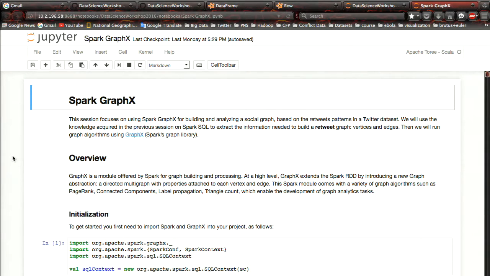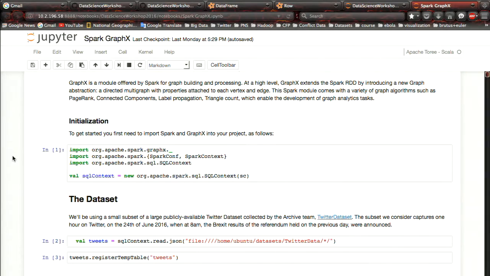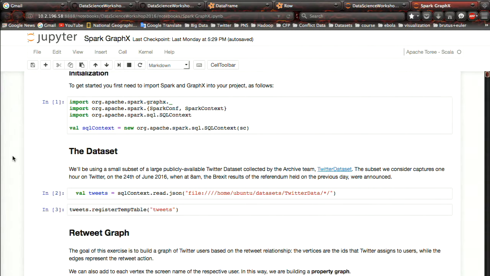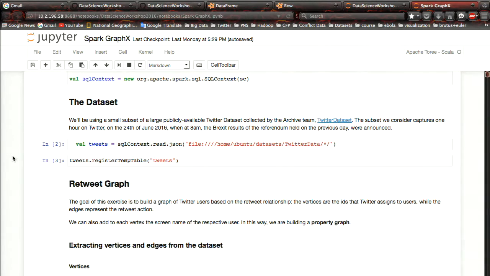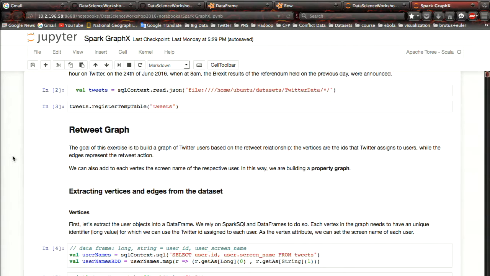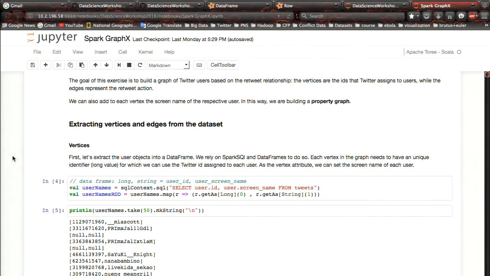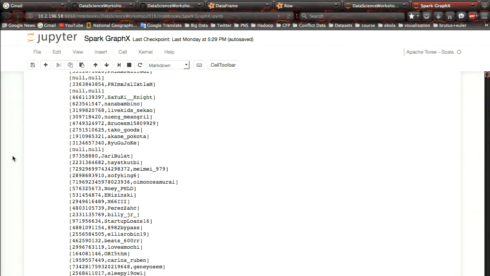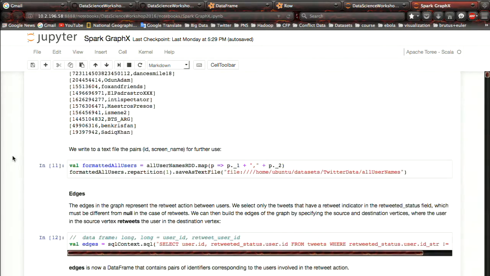So first, let's have a quick overview of the notebook. So we start again by importing the libraries we need for GraphX. We will be building upon the previous Twitter data set that we used for the previous notebook. So we have to extract from this data set the list of nodes, the vertices, and the list of edges, right? In order to define our graph. So we will be using SQL again for this.